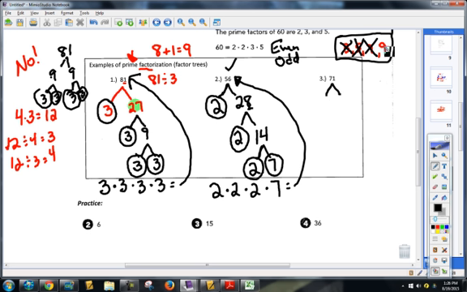So 7 plus 1 is 8. 8 is not divisible by 9. Therefore, this is a prime number, 71. So we wouldn't write this. That's wrong. You would just simply circle 71 like that, and you would say 71. Its prime factorization is just 71.